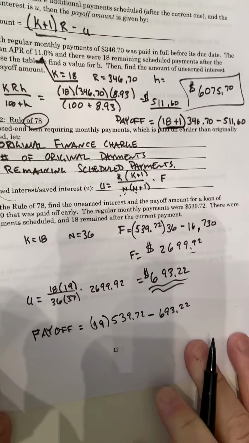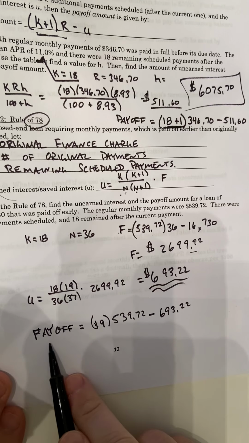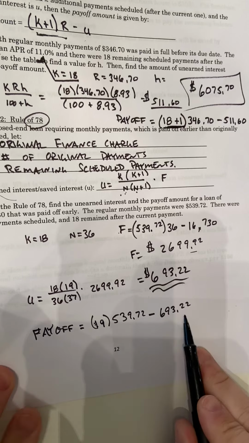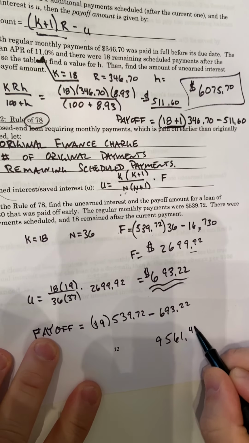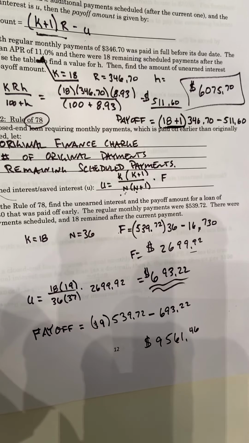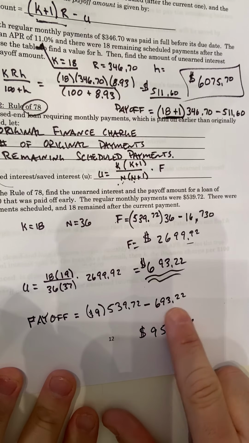So if I walked into the bank and wanted to pay off my car at this moment in time, this is how much I would have to write a check for. $9,561.46. Again, maybe you got a bonus at work, maybe you won the lottery, maybe a sad situation occurred where you had an inheritance and you could use part of your inheritance money to pay off for your car. And then over the life of the loan, you would save nearly $700.